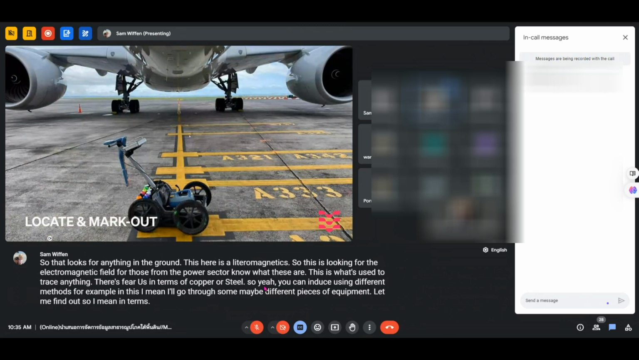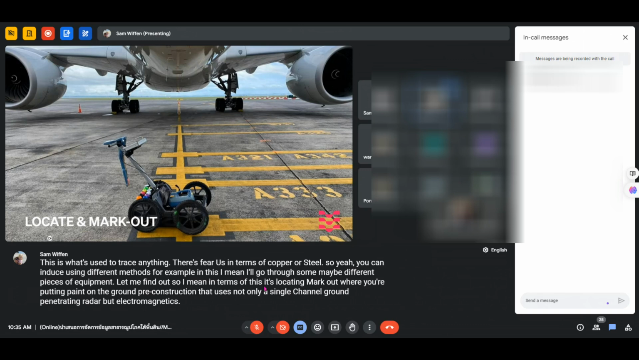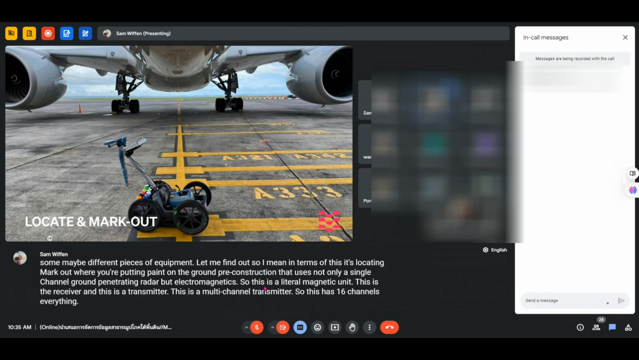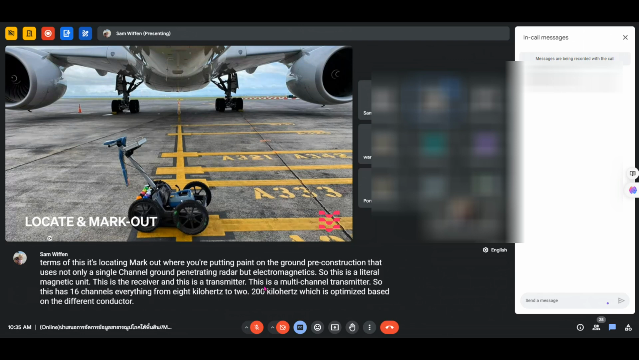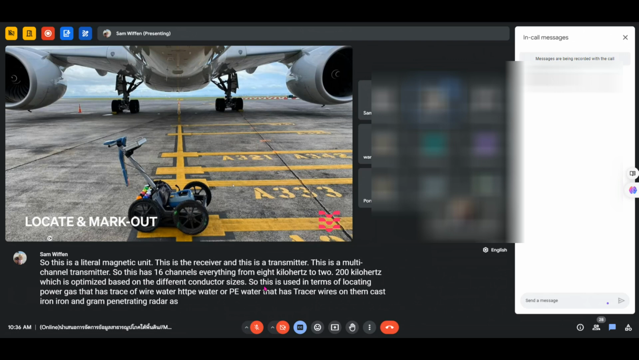So in terms of this, it's locate and mark out, where you're putting paint on the ground pre-construction, that uses not only a single channel ground penetrating radar, but electromagnetics. So this is an electromagnetic unit, this is the receiver, and this is a transmitter. This is a multi-channel transmitter. So this has 16 channels, everything from 8 kilohertz to 200 kilohertz, which is optimized based on the different conductor sizes. So this is used in terms of locating power, gas that has tracer wire, water, HDPE water or PE water that has tracer wires on them, cast iron, and ground penetrating radar as a supportive piece of equipment as well.